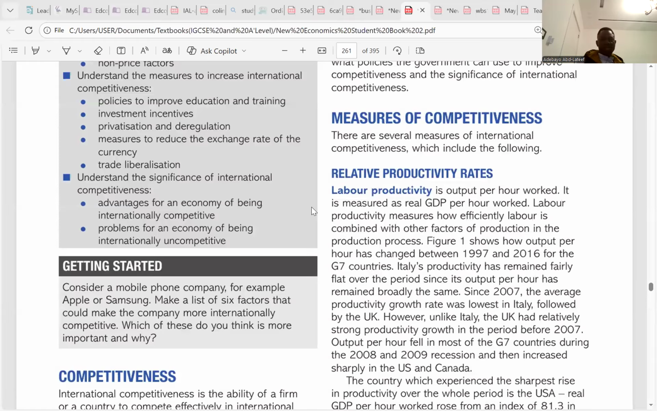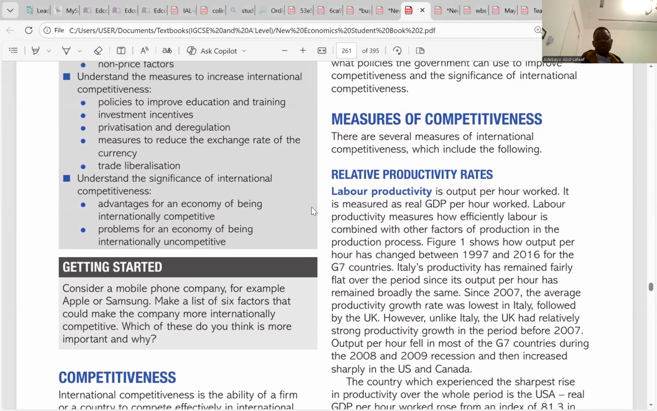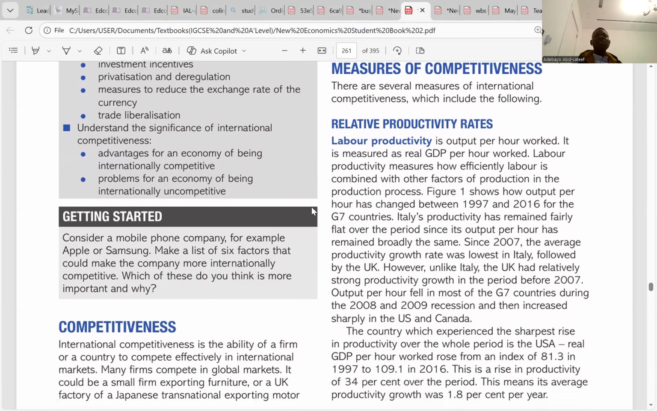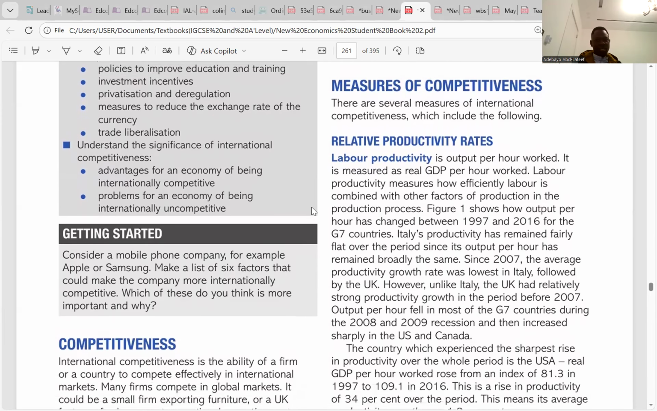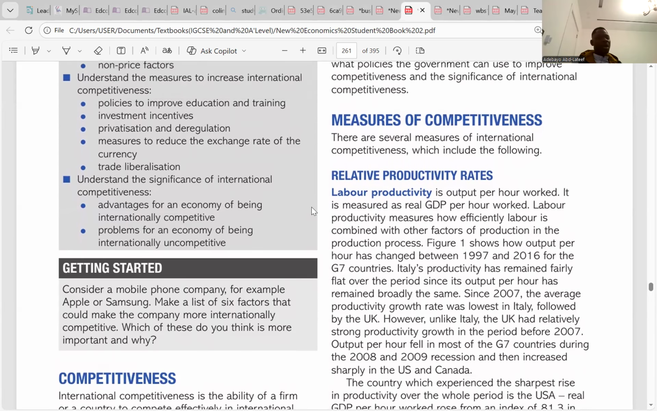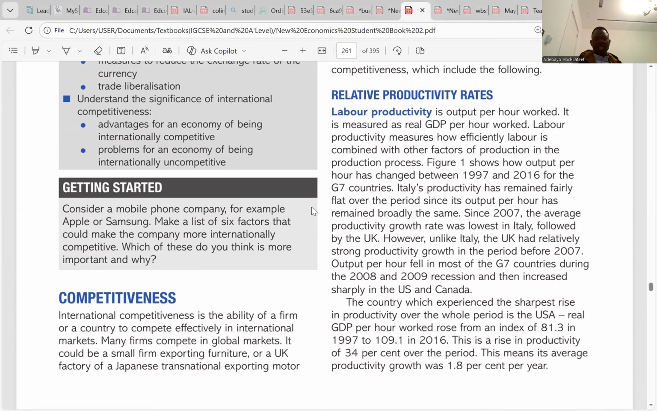Measures of competitiveness. There are several measures of international competitiveness, which include the following. For measures of competitiveness, we're talking about how we are able to measure and assess competitiveness between countries. So, the first thing is relative productivity rates. When we talk about productivity, it's always output against a given level of input. We have capital productivity and labor productivity, but we're going to start with labor productivity.